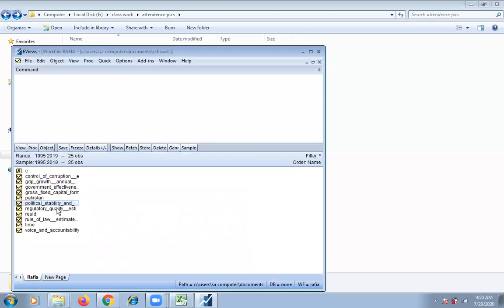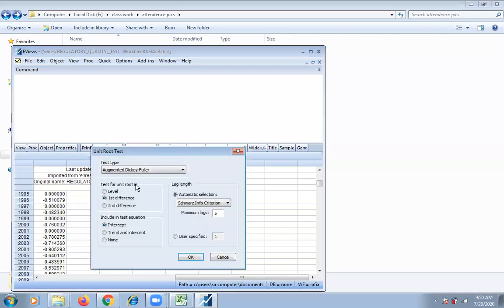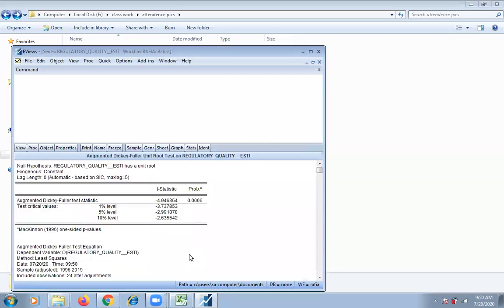You keep copying all of them one by one. Regulatory quality, again, view, unit root test, level, done. This regulatory quality, only one variable, is stationary at level. It is stationary at level. What is the reason for being stationary at level? Because the t statistic value is greater than the t tabulated value at our level of significance. So we reject H naught at level.